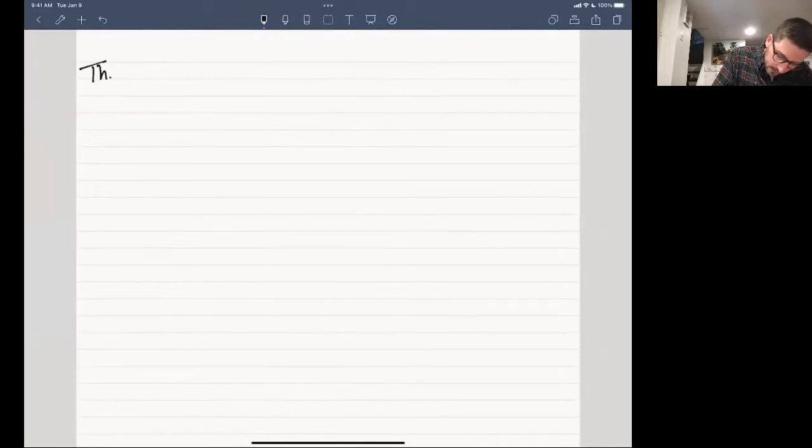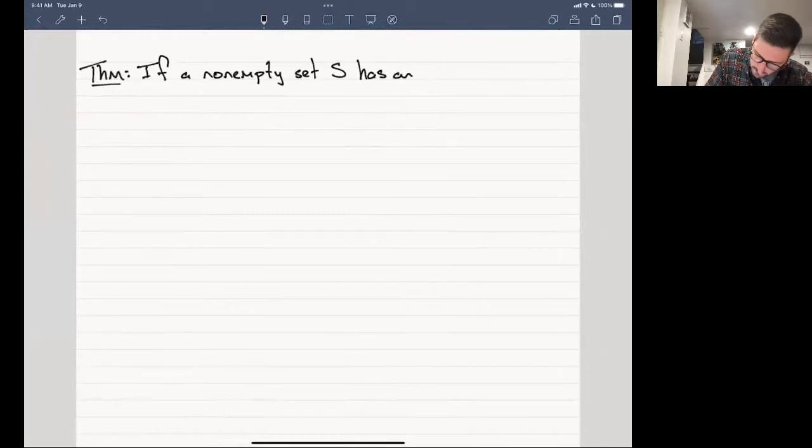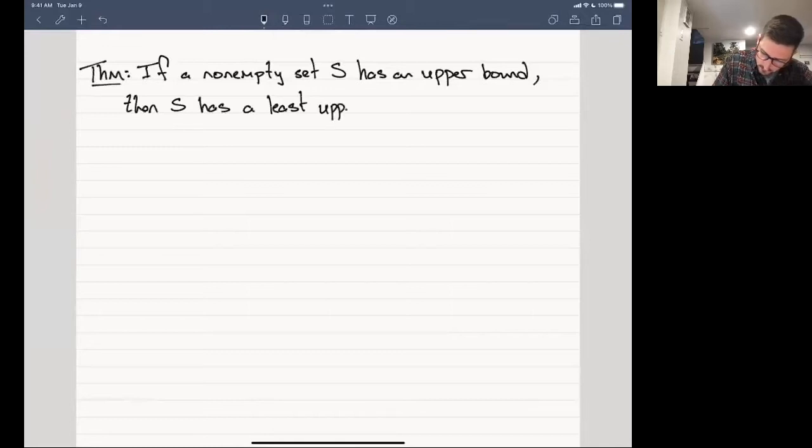But this theorem tells us that if a non-empty set, so it has to have something in it, set S has an upper bound, then S has a least upper bound.